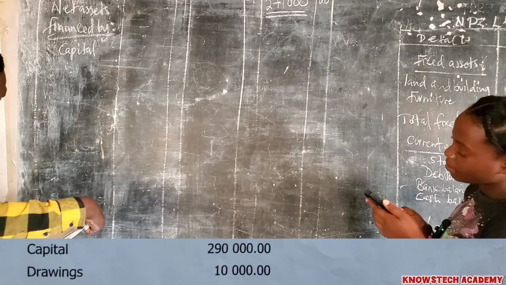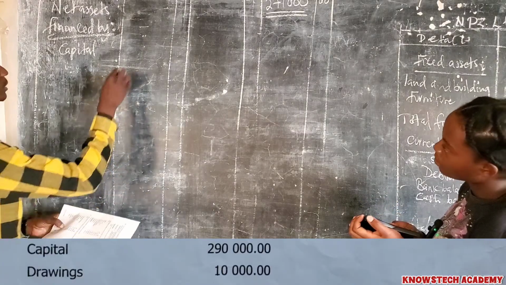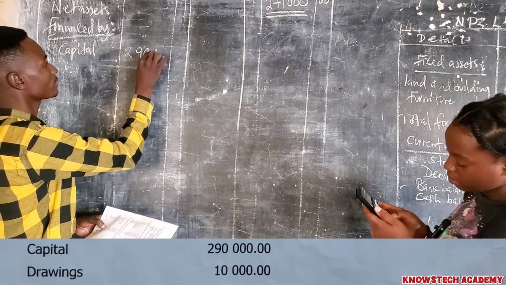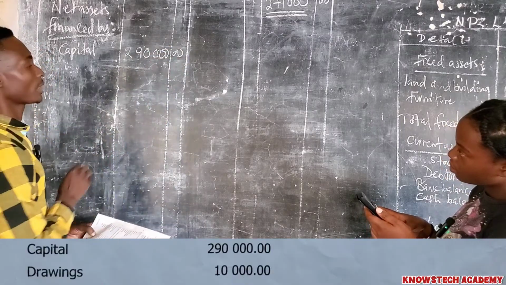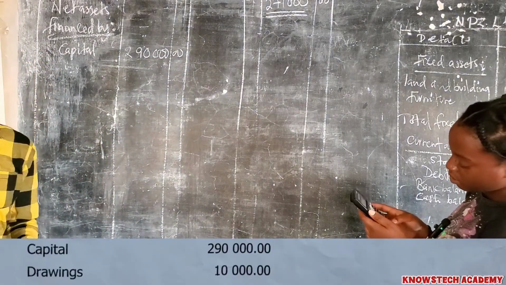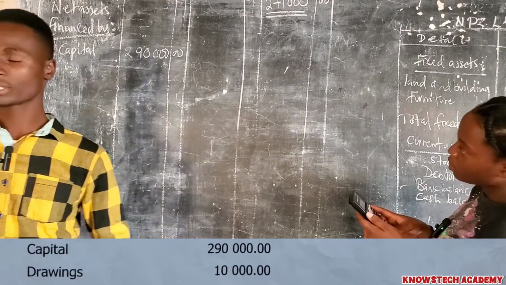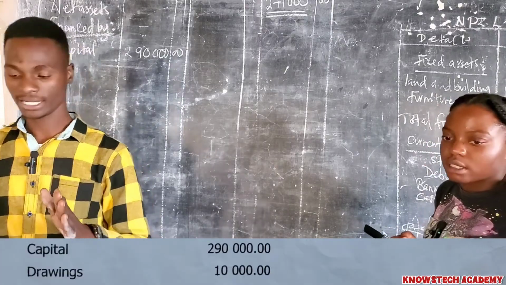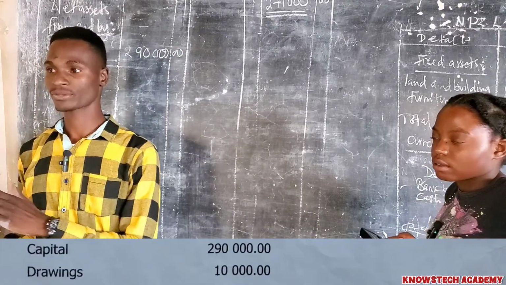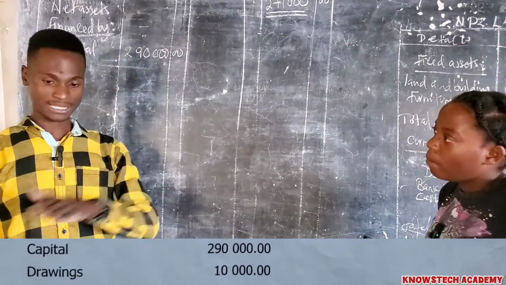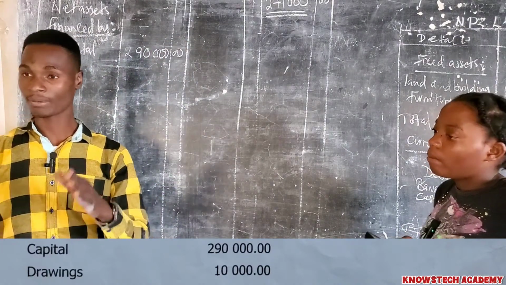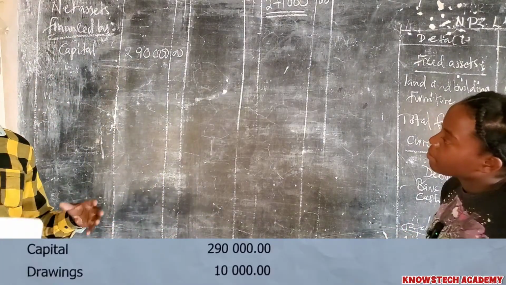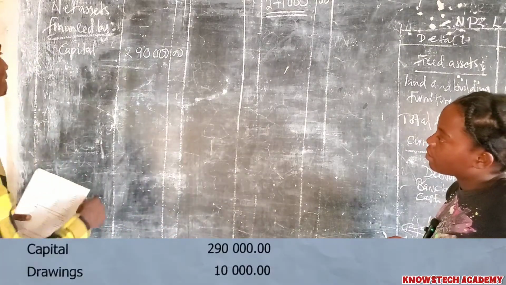How much is capital? Capital here is 290,000. Like this. So to that amount, we're going to add net loss. But since net loss is negative, it will be subtract. It is negative 9,000, so it's this amount plus negative, which is just minus. Positive times negative is negative. So if it's net loss, we subtract. If it is net profit, we add.